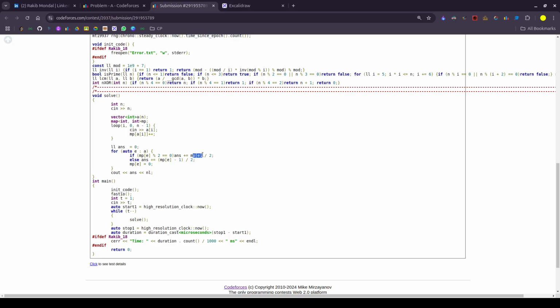Like mp of 5 will be, if there is a 5, 2 is available. If e is 5, then 5 by 2 will be... I just took an extra line here, like this else; there is no need of this extra case. We can just take the integer division of that particular value, and directly write this here, and just initialize mp of e equal to 0. There is no need to take the if condition.